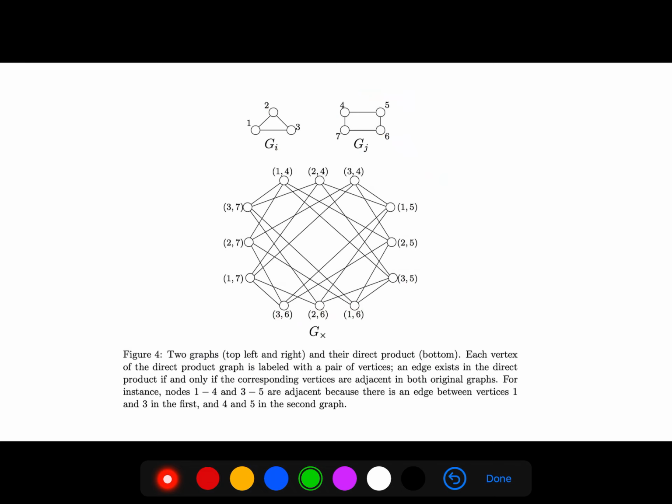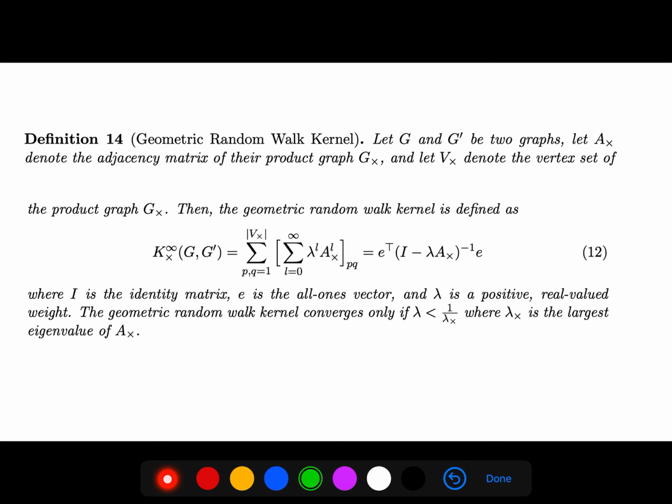So you see here two graphs and their dot product. We have seen this dot product in the past 5 videos, that we can create a graph kernel using this dot product, using this product of graphs. And this is called the geometric random walk kernel. So we have two graphs, and then this adjacency is the adjacency of the product graph. So for any two graphs, you can write it like this.